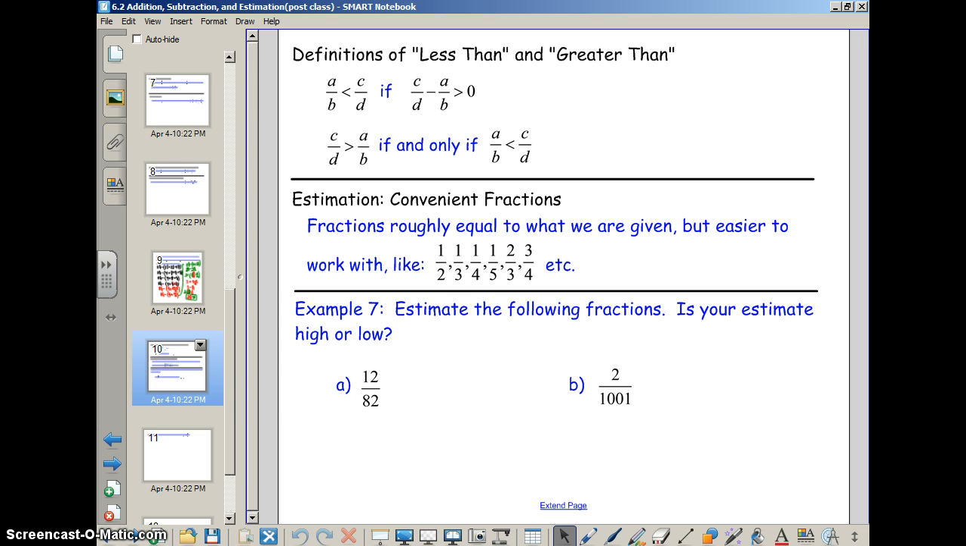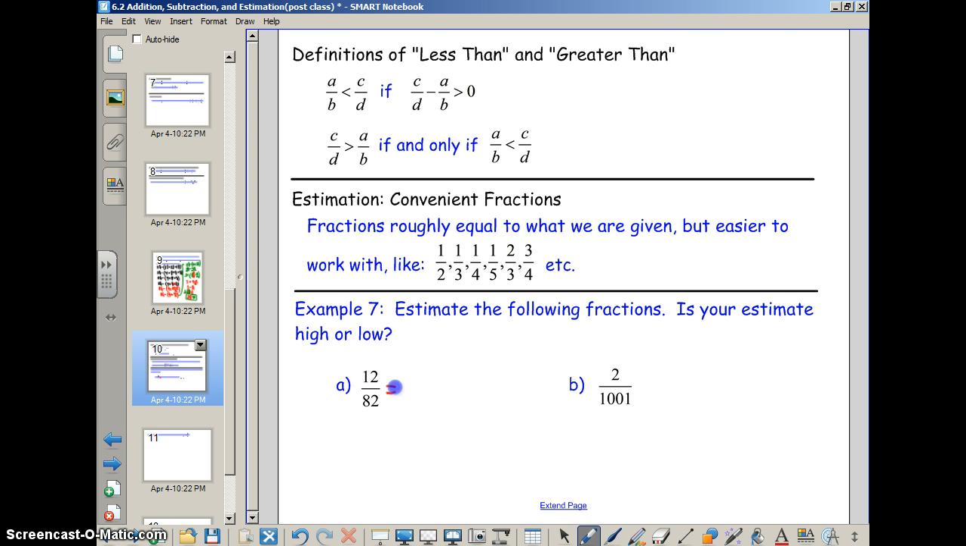So when you're taking a look at convenient fractions, we're going to take a look at a couple. The first one is the number 12 over 82. The basic idea is that we can round the 12 and we can round the 82 to numbers that are close to them, but that will basically make that fraction reduce to a nicer looking fraction. So if I were looking at this one, what could we round the 12 and the 82, each of them, to make that work?